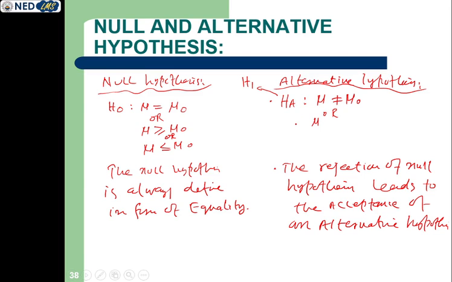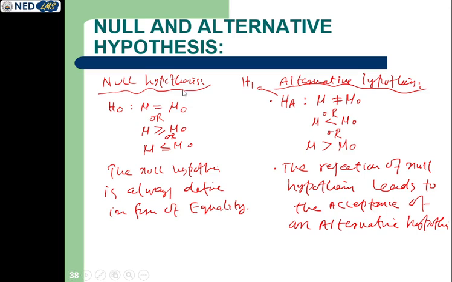The reverse of the null hypothesis is said to be the alternative hypothesis. What is the reverse of this? For example, mu greater than or equal to mu naught, the reverse is mu less than mu naught. And the reverse of mu less than or equal to mu naught is mu greater than mu naught. So these are the three possible null hypotheses. In any numerical there is only one null hypothesis and only one alternative hypothesis.